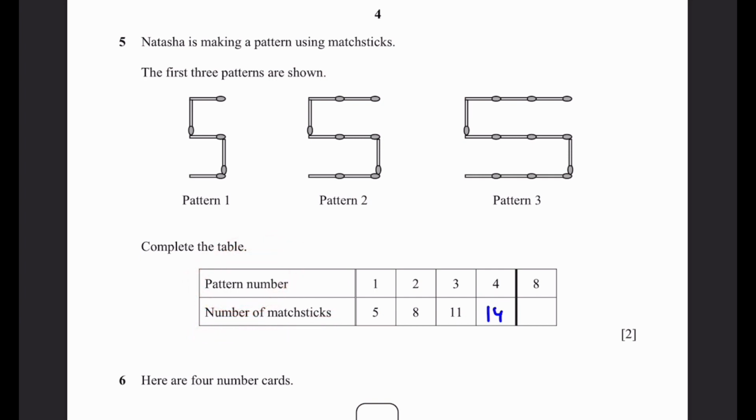The formula is actually 3n plus 2, because when you substitute the pattern number in, we will always get the number of matchsticks. For any pattern number, we will always get the correct number of matchsticks. So now we can substitute 8 into this to get the number of matchsticks for that. 3 into 8 plus 2, which is 24, plus 2, which is 26. That's the answer.